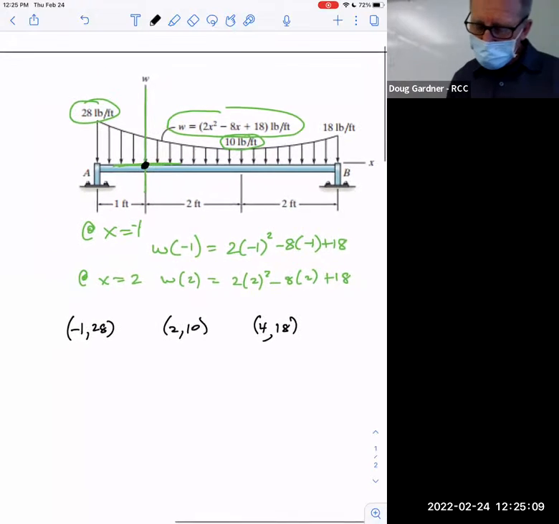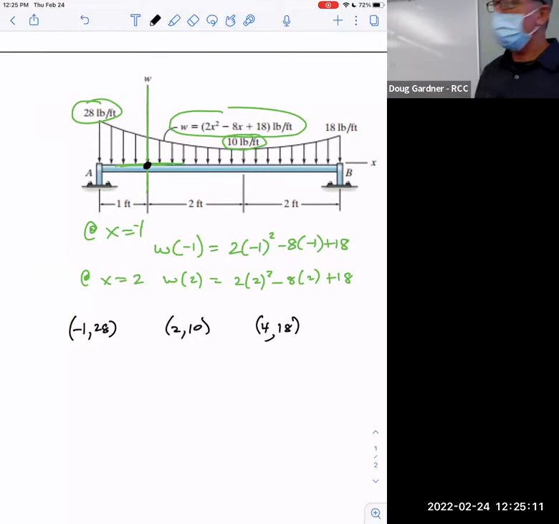Extra credit, could you come up with that equation yourself? Like if that equation wasn't there, could you come up with it? That's a system of equations. Can you find the equation of a parabola that goes through those 3 points? There's the answer, 2x squared minus 8x plus 18.